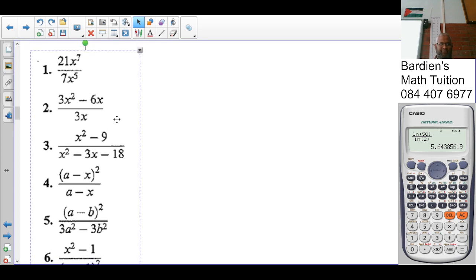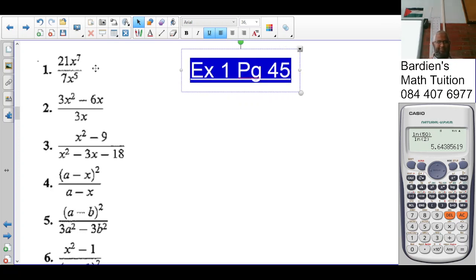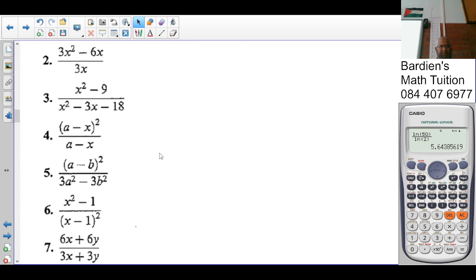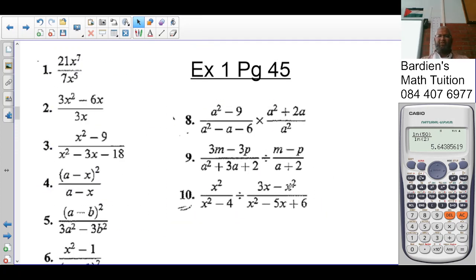This is for exercise 1, page 45, first column. So I'm just going to change the last three a bit, since you haven't done that type of trinomial as yet. But it's fine, don't worry about it. I'll just give you something equivalent. So it's important that you write this down.